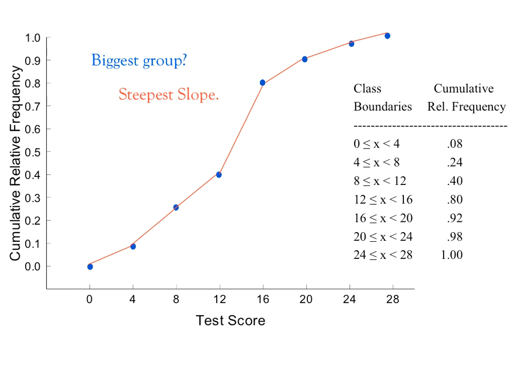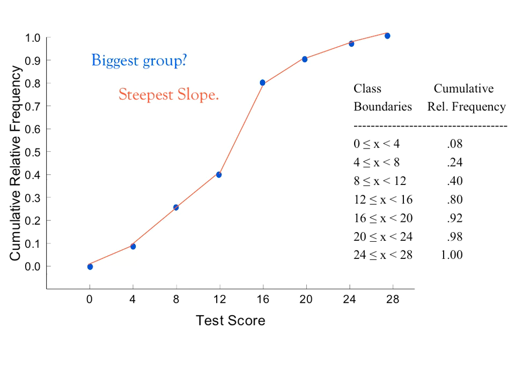And we could say too, looking at our graph between 12 and 16, it's a 40% jump. So 40% of our data is in that range.